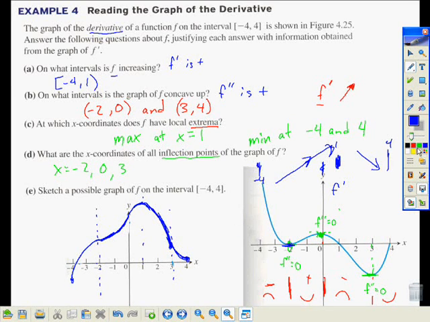So again, what we were looking for here, we just chose a random starting point because we didn't have enough information. And then we know that we are concave down and then concave up, inflection point, concave down, inflection point. Okay, so where are our inflection points? Negative 2, 0, and 3. We also looked at increasing or decreasing, which was right here. We were increasing from negative 4 to 1, and then decreasing from 1 to 4. And so that's how we can get our graph from that.